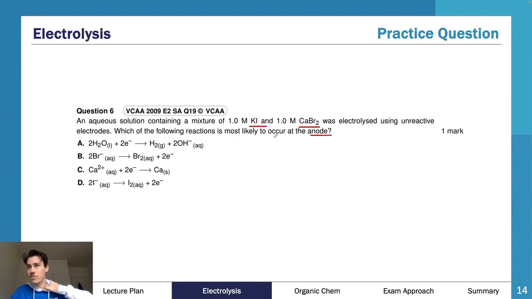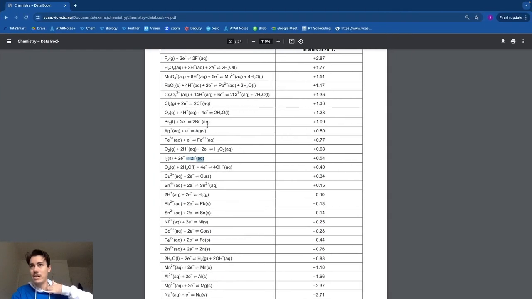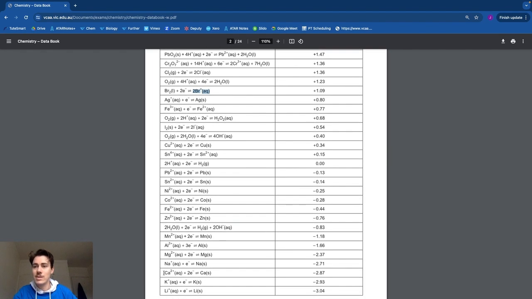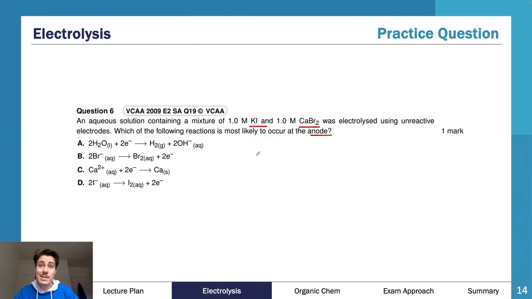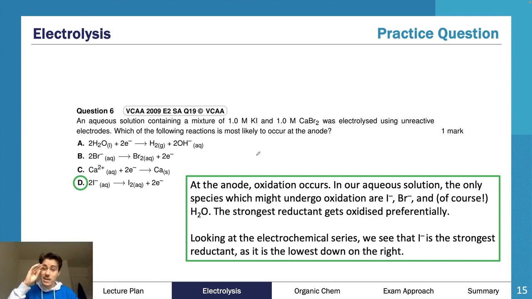And then what else have I got? I've got Ca2+ and I've got Br minus. Br minus can also go through it. And Ca2+, which I believe will be on the left side. It's on the left side. So these two cannot go through oxidation. These two can. So this and this. Which of these is the strongest reductant? It's this one here. This is the strongest reductant, therefore it's going to go through oxidation. Therefore my answer here is going to be D. As you can see there, the answer is up on the screen. The answer here is D. So really important that that's how you approach these questions.